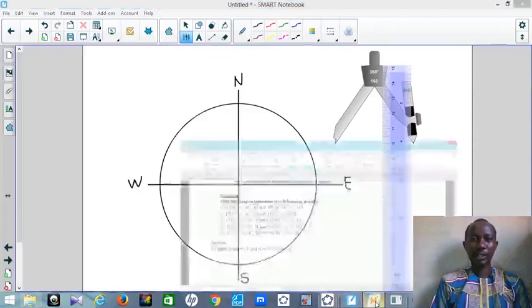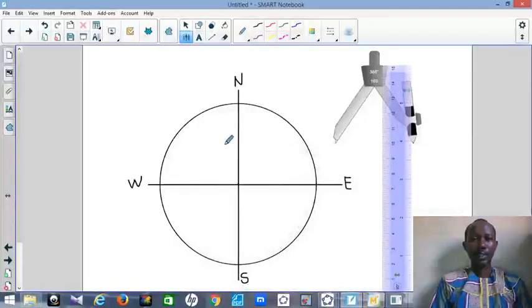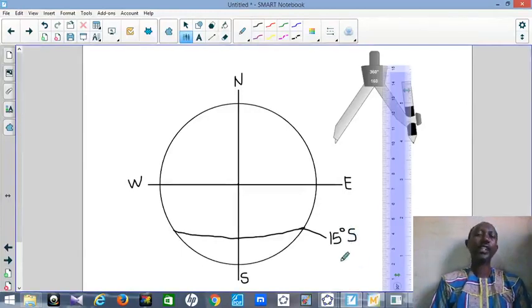Now the first point, number 2, 15 degrees south. South is down, not up. Remember the first example was north, we came up. So south, you will come down. Just take a point, just make it neat. Make sure you label. This label is very, very important in this topic, which is 15 degrees. Always put your direction. 15 degrees south. You have labeled it.